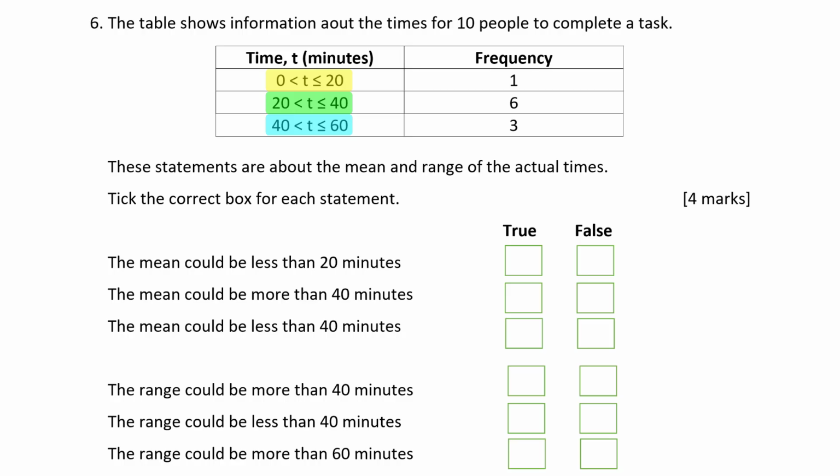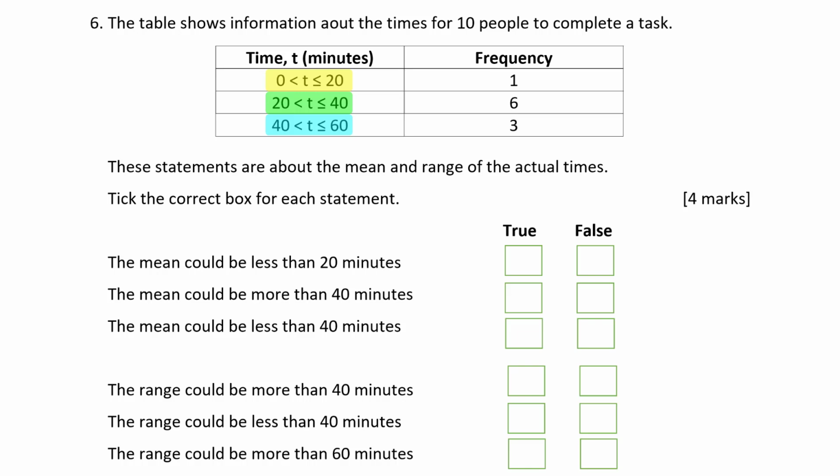So the mean could be less than 20 minutes. Now is that possible given the data that we've got in the table? Now with group frequency tables, you do lose a little bit of the accuracy because we don't know for sure what value that one person who completed the time in between 0 and 20 minutes took. I mean, it could have taken them 1 minute or it could have taken them 20 minutes. So, depending on where within those ranges these people actually lie, is it possible for these things to have happened? So, could the mean be less than 20 minutes?